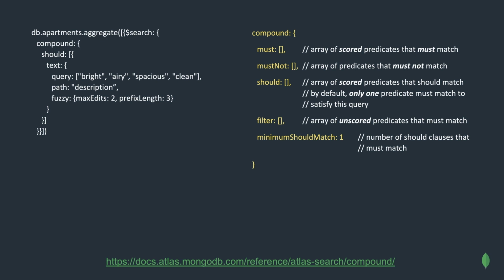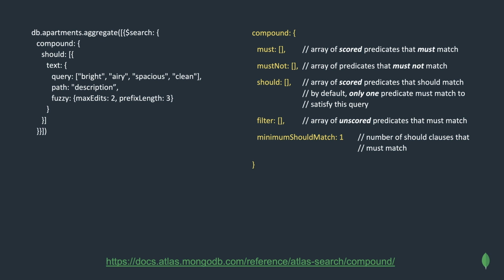The compound operator allows 4 different types of clauses: must, must not, should, and filter. Must clauses are scored and have to match for a document to be returned. Must not clauses are the opposite. If a must not clause matches a document, it's not returned.